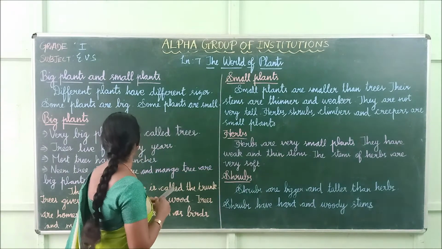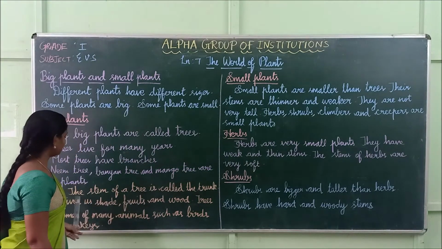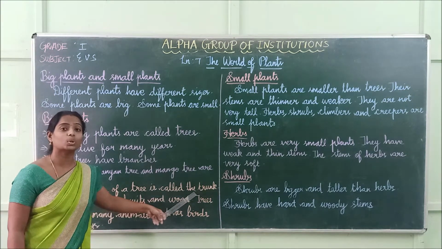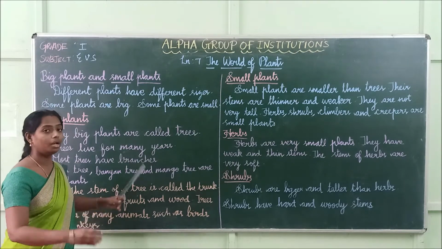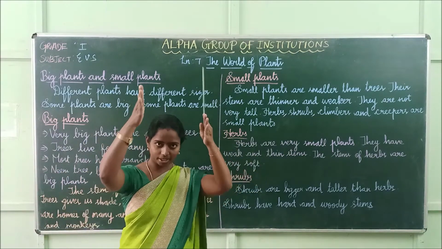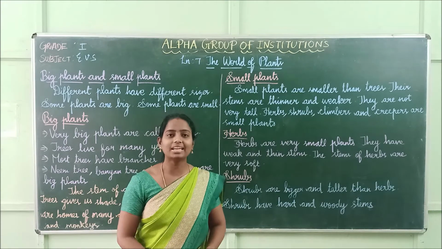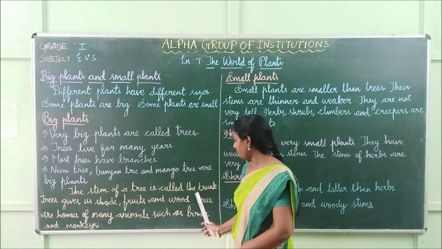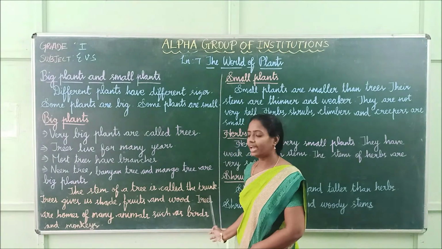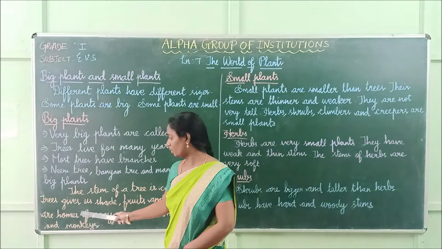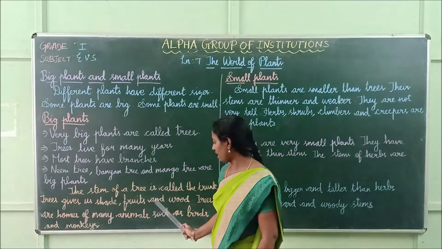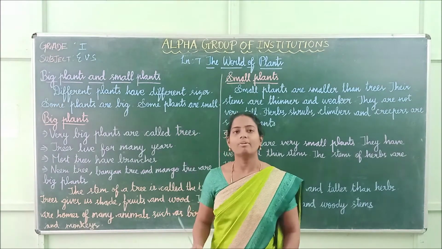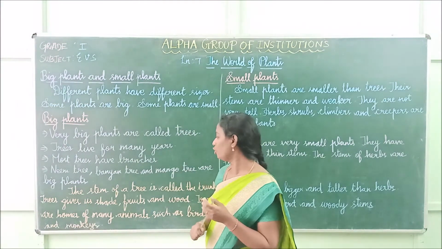And then what did they say about trees? See, the stem of a tree is called the trunk. The stem of a big tree is called what? Trunk. What is the spelling of trunk? T-R-U-N-K. Trunk. Trees give us shade, fruits, and wood. What all do the trees give? They give us shade, fruit, and wood also.